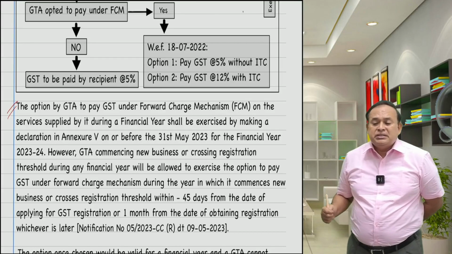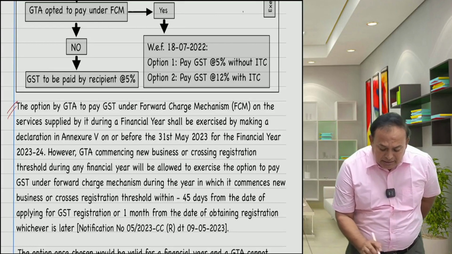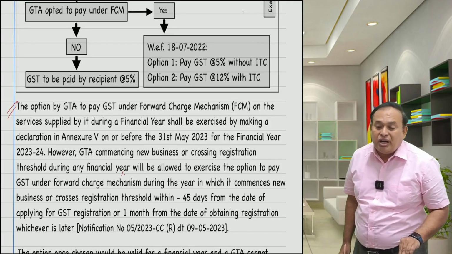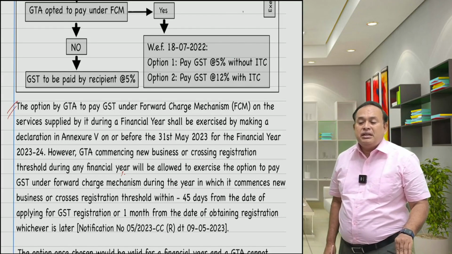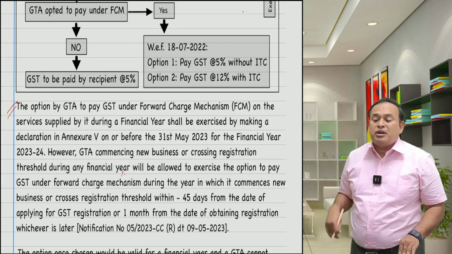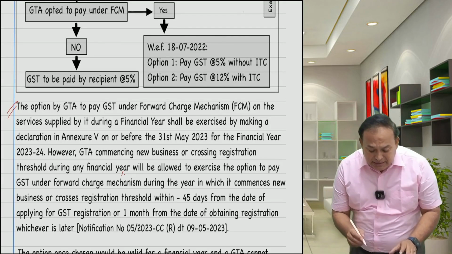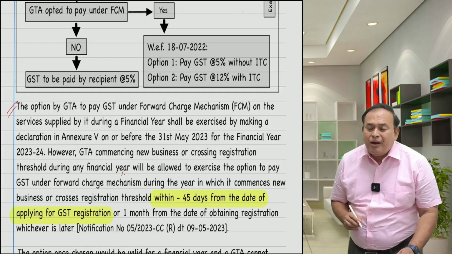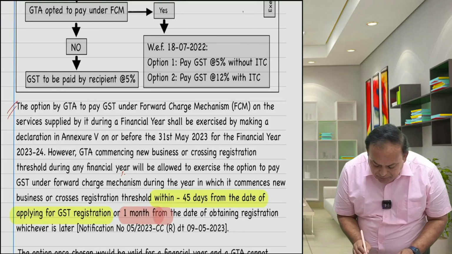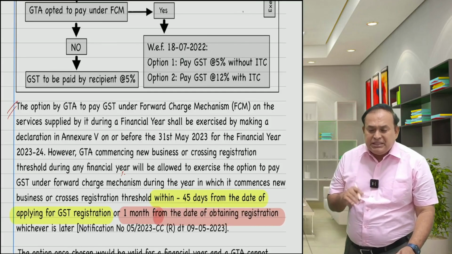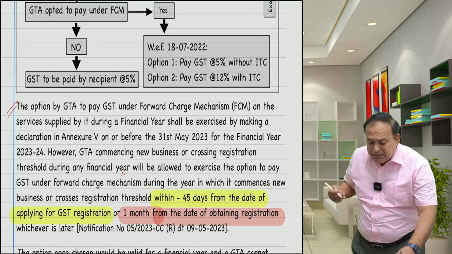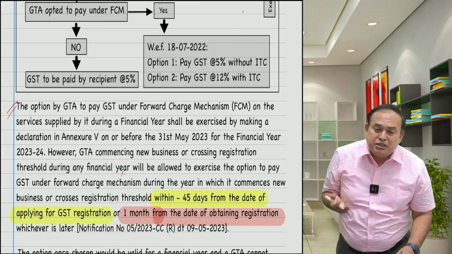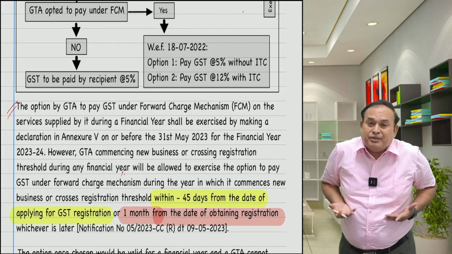In that case, a GTA that commences a new business or crosses the threshold limit in a financial year will be allowed to exercise the option to pay under forward charge in that financial year in which they commence the business or cross the registration limit. Then within 45 days from the date of applying for registration, or otherwise within 1 month from the date of obtaining registration, whichever is later, the GTA should submit Annexure 5 declaring in the GST network portal, I am willing to pay GST under forward charge.